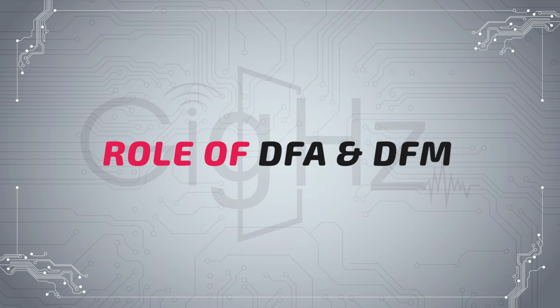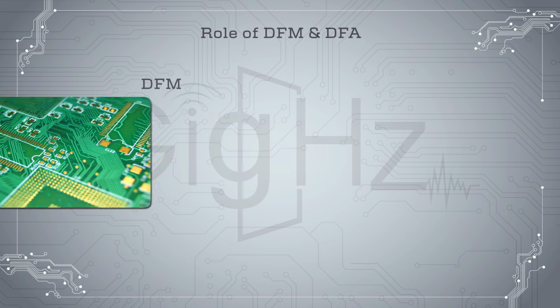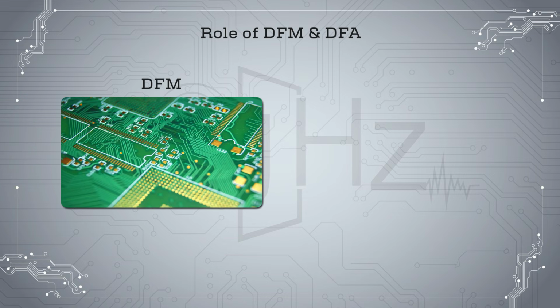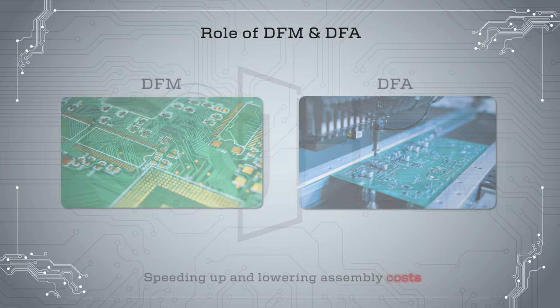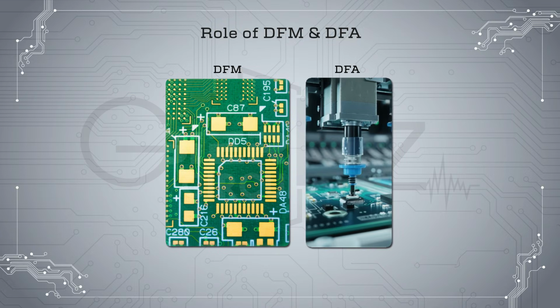Role of DFA and DFM in PCB manufacturing. DFM, Design for Manufacturability, optimizes design for efficient manufacturing, reducing waste and ensuring compatibility with fabrication methods. DFA, Design for Assembly, simplifies component placement, reduces handling, and minimizes errors, speeding up and lowering assembly costs. Together, DFM and DFA streamline the PCB production process, ensuring both efficient manufacturing and fast, cost-effective assembly.